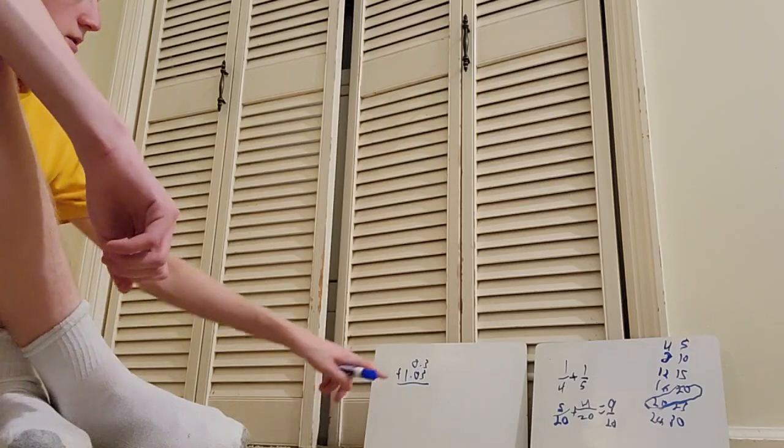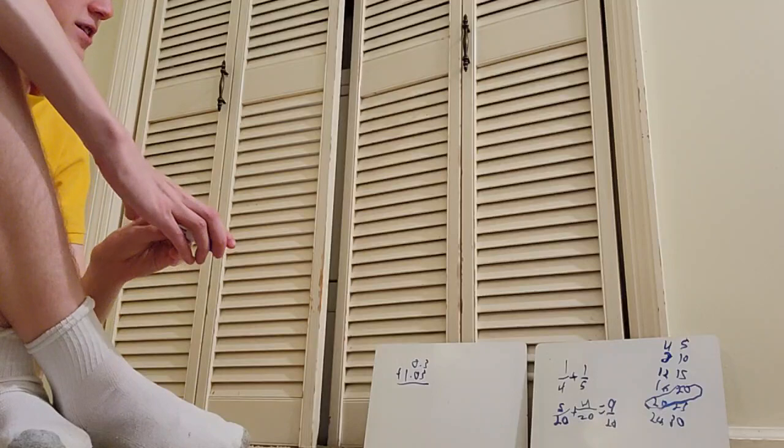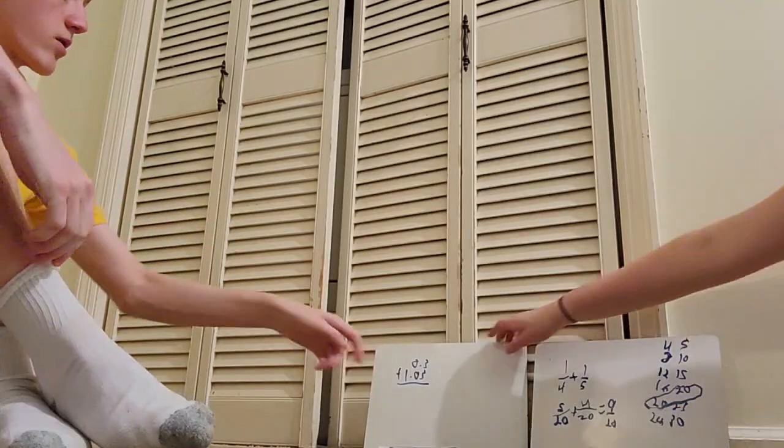Okay. So I want you to rewrite this equation so that the decimal points are lined up right next to it.